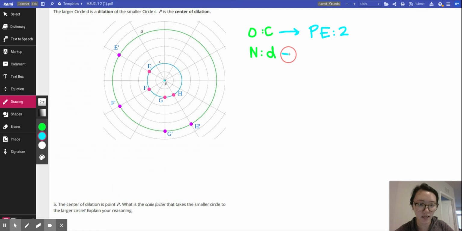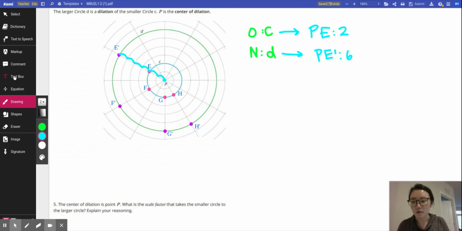All right, so let's look at the next one. Now we have to go from the center of dilation, point P, to E prime, which is the corresponding point to point E, which we used before. So from point P, it's going to be 1, 2, 3, 4, 5, 6. So from point P to E prime, it's going to be 6 units.